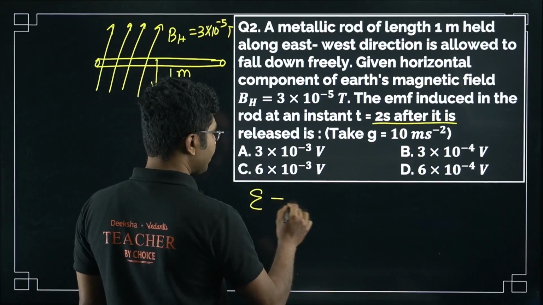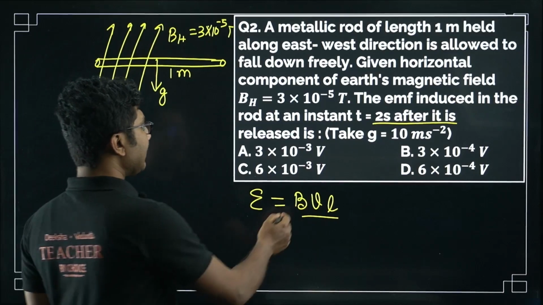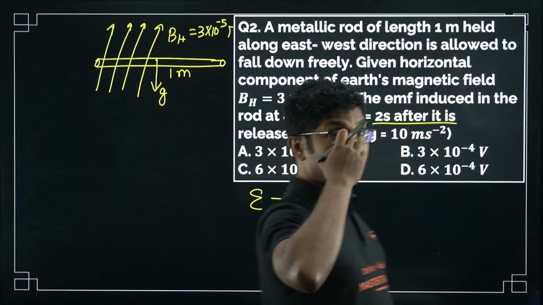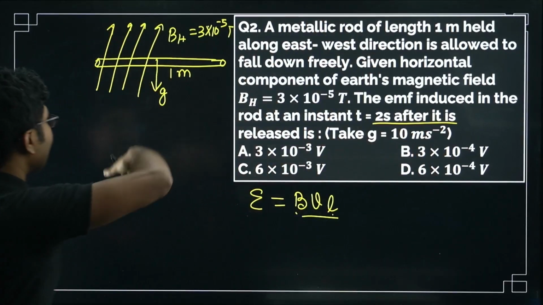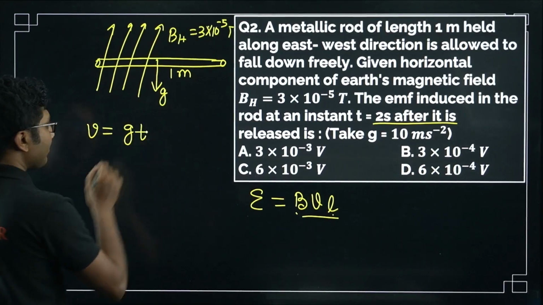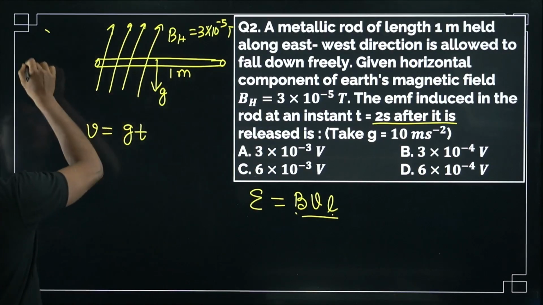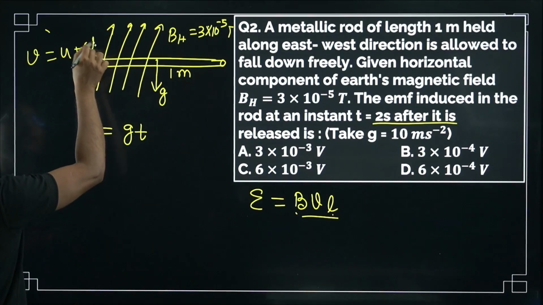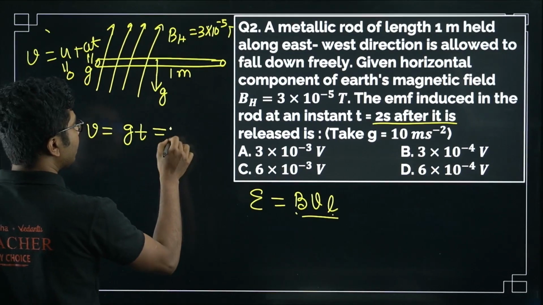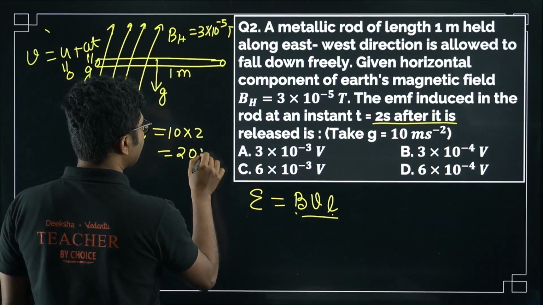So what is the formula? Induced EMF is BVL. Now V is not given here, B is given, L is 1 meter. What about V? We will use our knowledge from the first few chapters, that is falling freely under gravity. Velocity will be acceleration into time. It is starting from rest, so U is 0. So the formula is V equals U plus AT. Now U is 0, A equals g. So 10 into time, which is 2 seconds. So speed will be 20 meter per second.